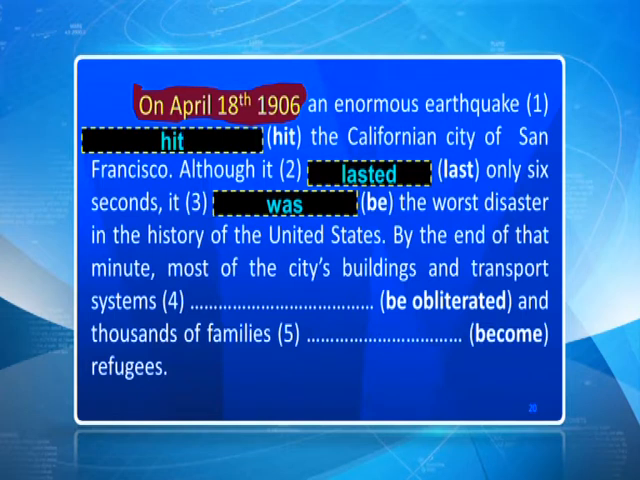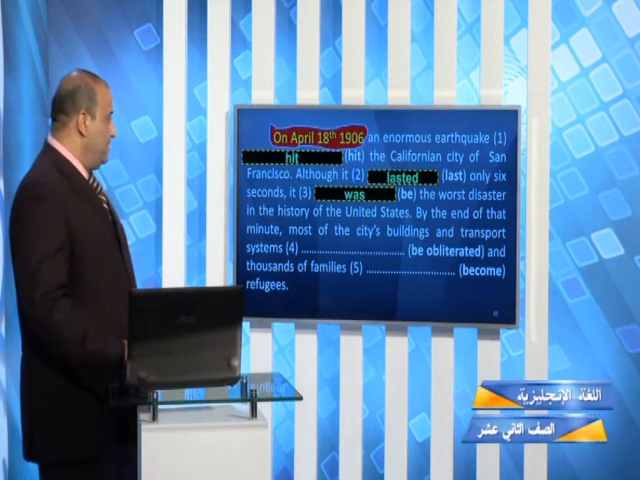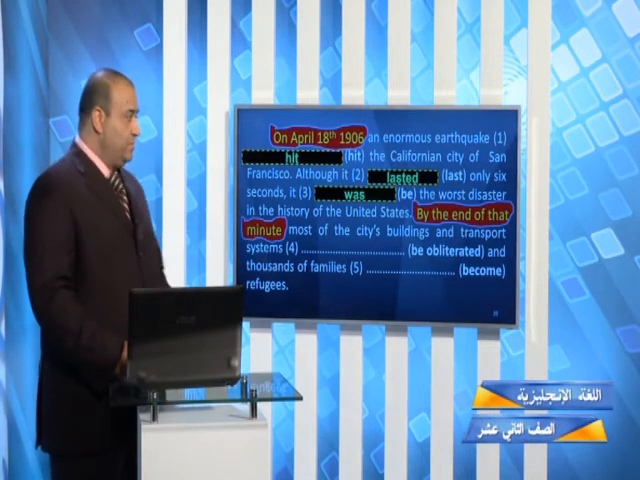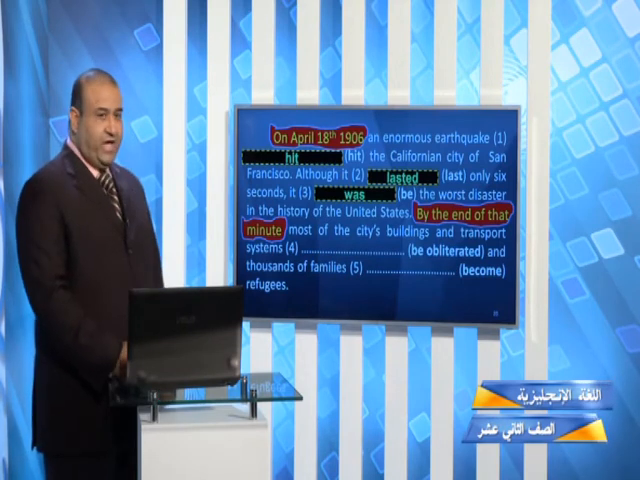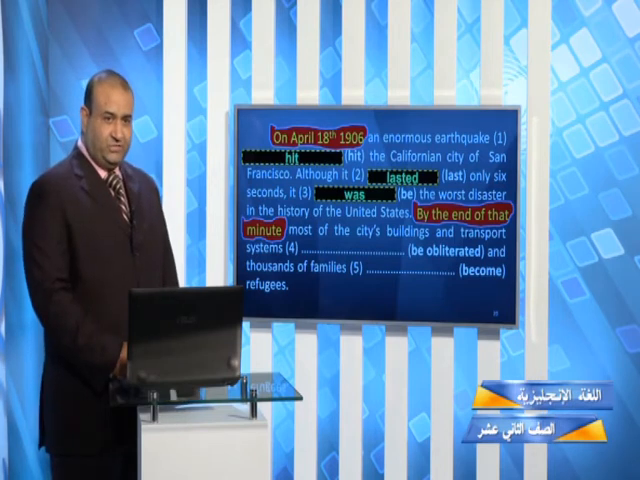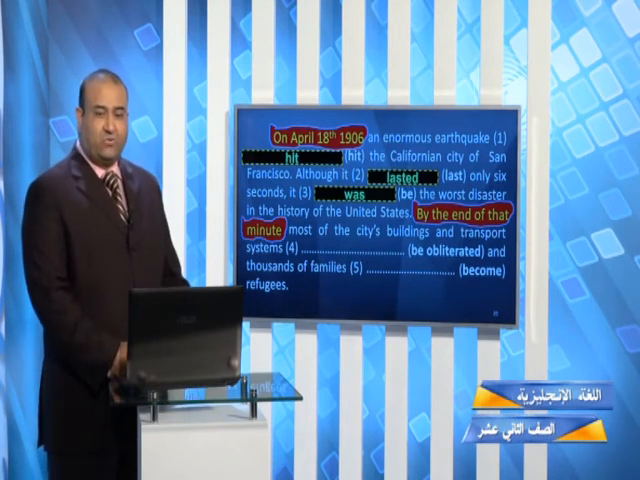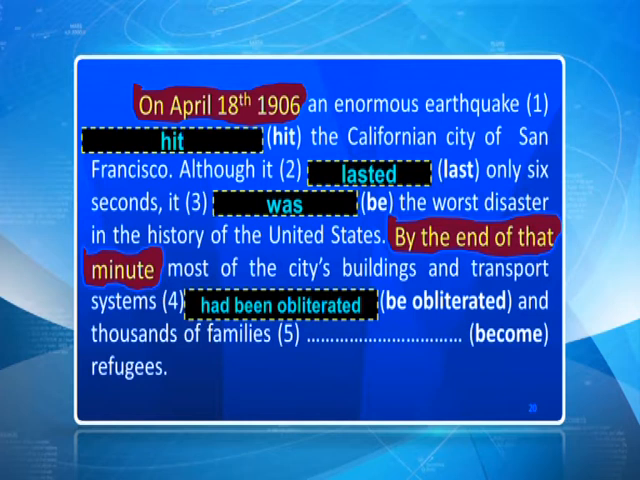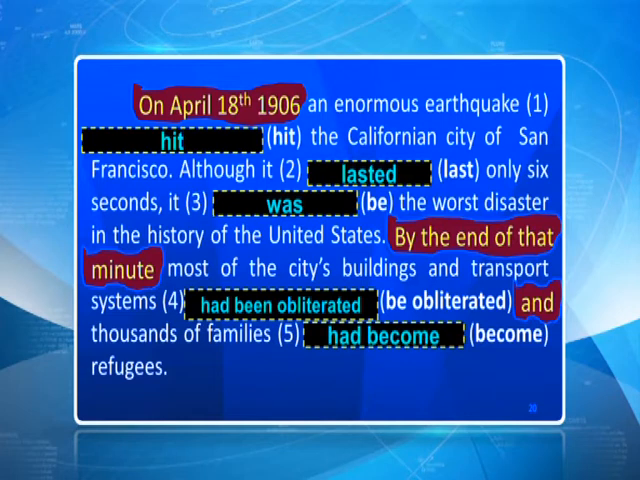By the end of that minute, most of the city's buildings and transport systems, verb be, obliterated, and thousands of families, verb become, refugees. If you focus here, we have "by the end of that minute". So you are facing 2 occasions in the past. A minute which finished, and there had been other actions or events that had taken place before. So your answer should be had been obliterated. And because we have the word and, we have to keep to the parallelism of the sentence. So we have to stick to the same tense, which is had become.